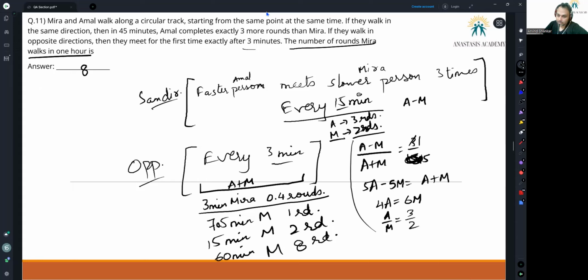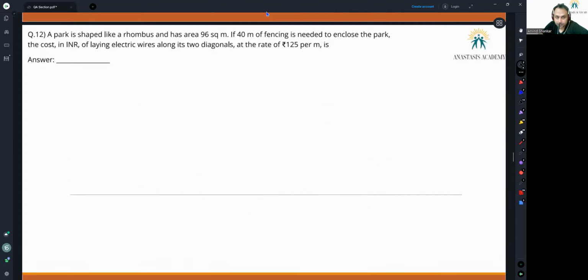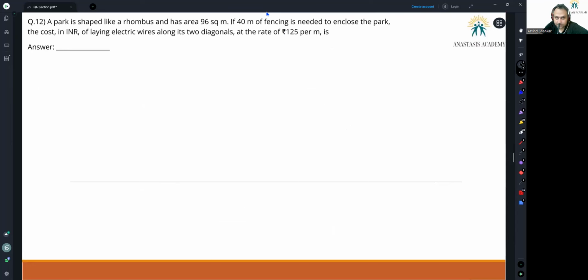This is all the writing that this question really needs. The rest of it is interpretation. Okay. A park is shaped like a rhombus and has an area of 96 square meters. If 40 meters of fencing is needed to enclose the park, the cost in INR of laying electric wires along the 2 diagonals at the rate of 125 per meter is. Okay. Things that you should pay attention to.